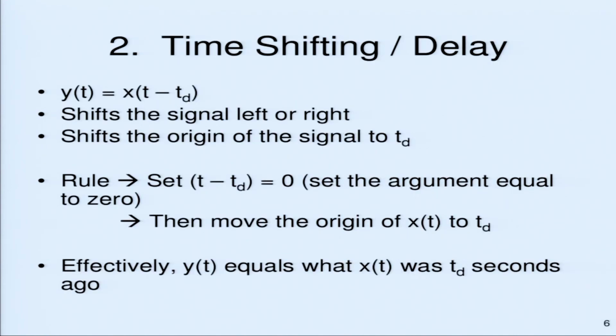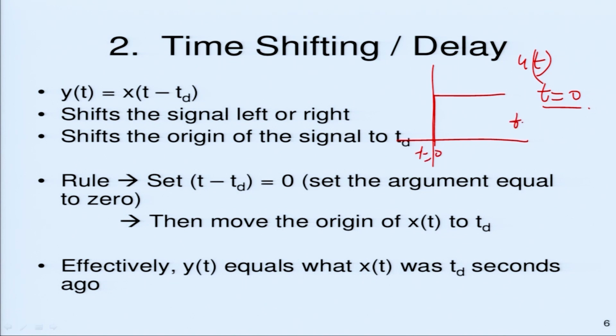Now, the other operation is time shifting or time delay. What is time shifting, time delay? When you wrote u of t, that meant the signal was starting from t equal to 0 and going till infinity. But suppose now I want this signal to start from t equal to 2. How can we make the signal start from t equal to 2?